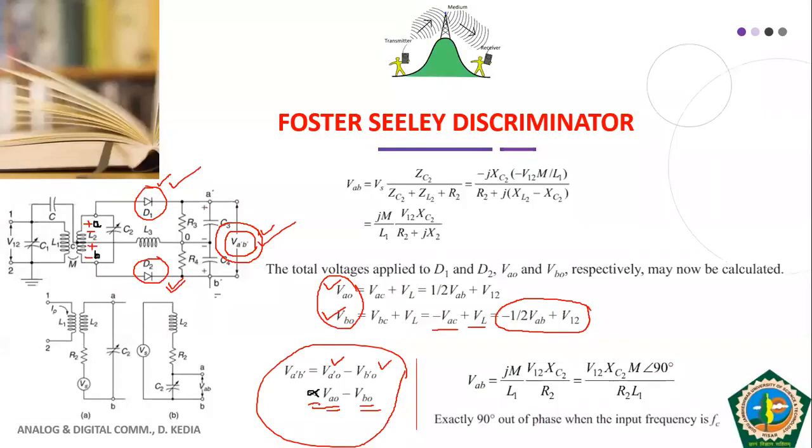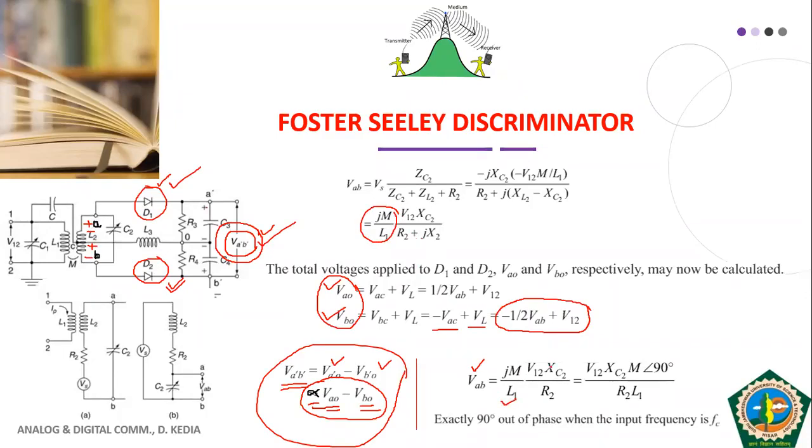So students, here in this slide we have proved that your output voltage will be proportional to the difference of the voltages VAO and VBO. And if you remember, and it is written on this slide also, our VAB is equal to jωM I1.